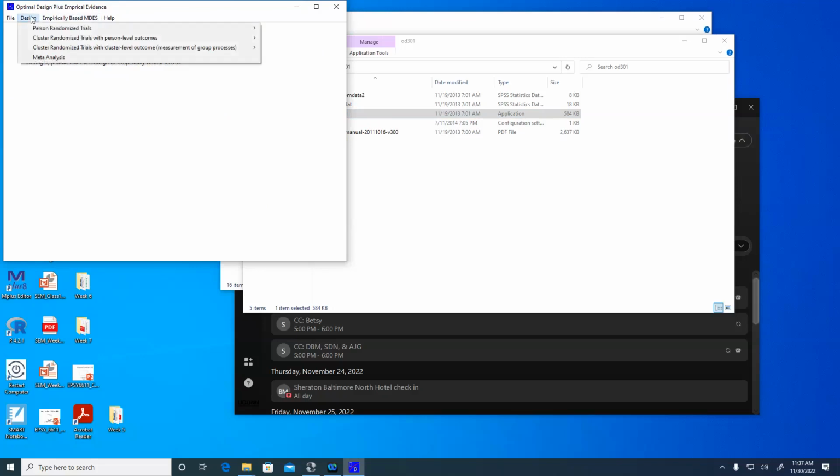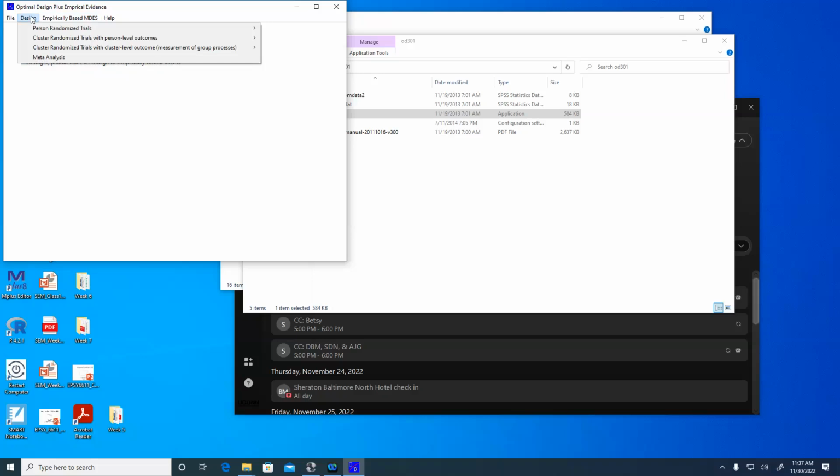Go to design, and the first thing that you're going to do is it's going to give you these choices. We're not going to use meta-analysis at all. But we've got person randomized trials. If you think about a person randomized trial, if it's not longitudinal, that's just a single level. So you could actually use this to run a single level power analysis.